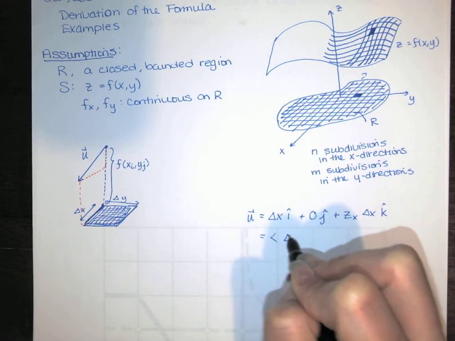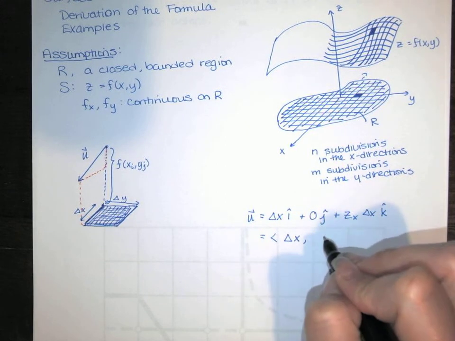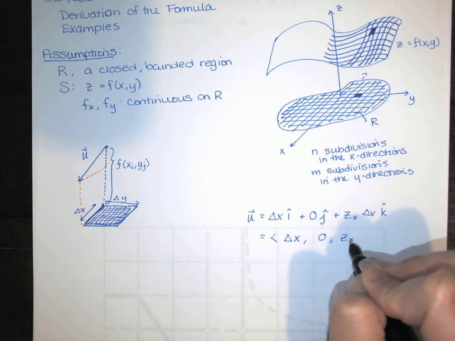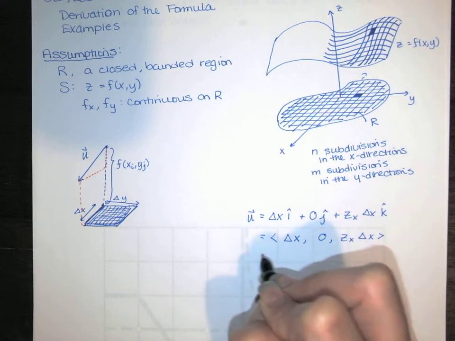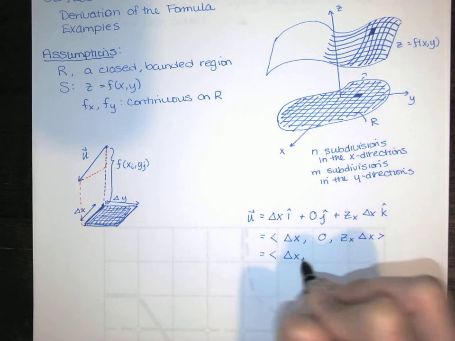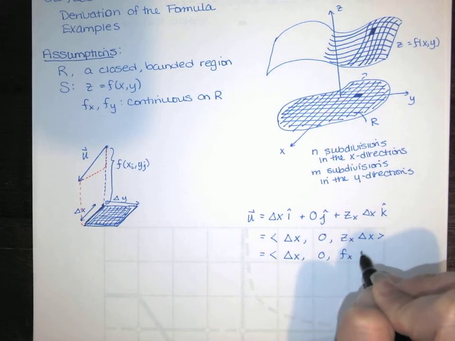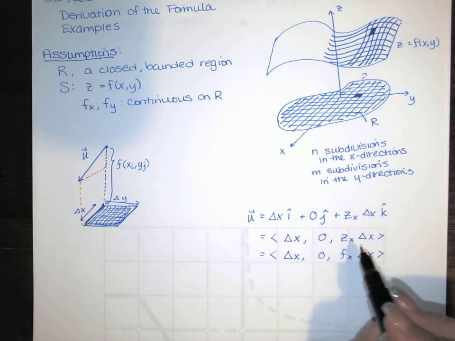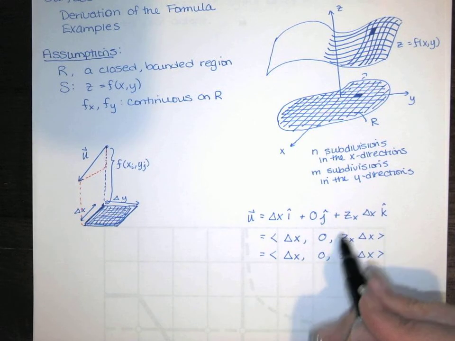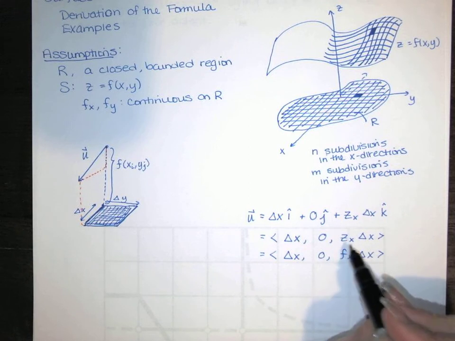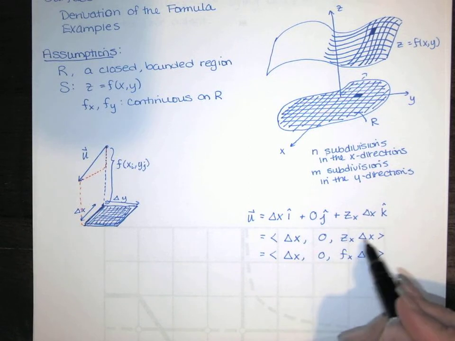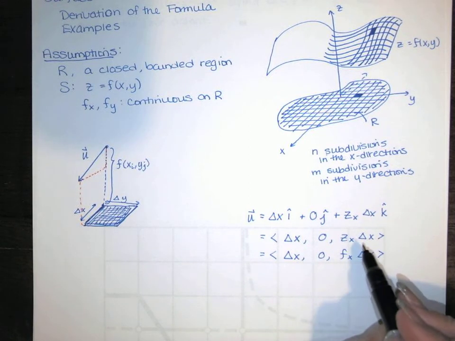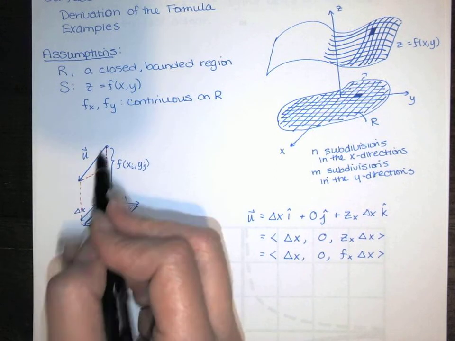Or I can write that this way. And if you prefer, you could call that the partial of f with respect to x. I prefer this notation though because it makes it very explicit that the z is changing. This is a change in z with respect to x holding y constant, and then we multiply by a change in x to get a change in z. Okay, so that's one vector.